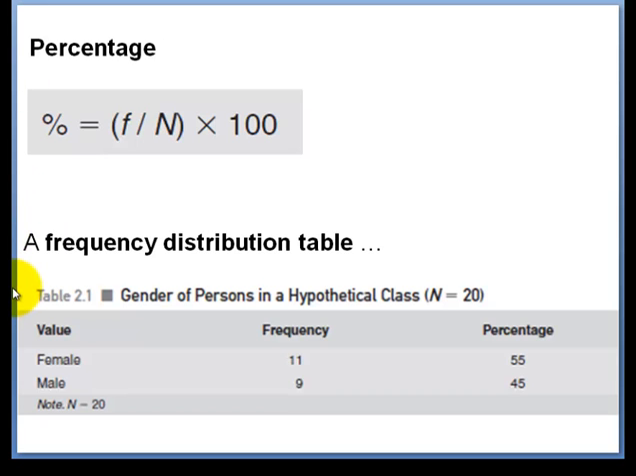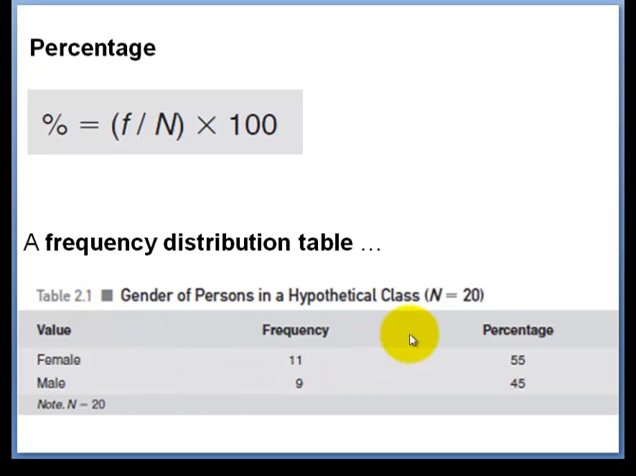Below is an example of a frequency distribution table. Now, why do we say this is a distribution? Well, we've organized the values together here. Female values are presented in the top row, male values in the bottom row. So we're organizing our values and thereby making it a distribution.